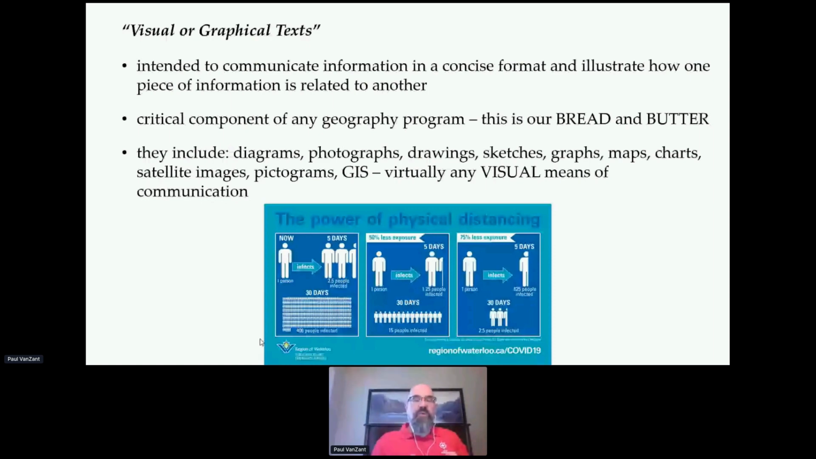This is, as I said earlier, our bread and butter as a discipline, and they can include a plethora of different types of visuals. Obviously, diagrams, photographs, you can see the list there. Basically, just about any kind of visual communication is fair game here. And you can see one of the more recent ones here around the power of social distancing in trying to control the spread of COVID, put out by the region of Waterloo here in Ontario.